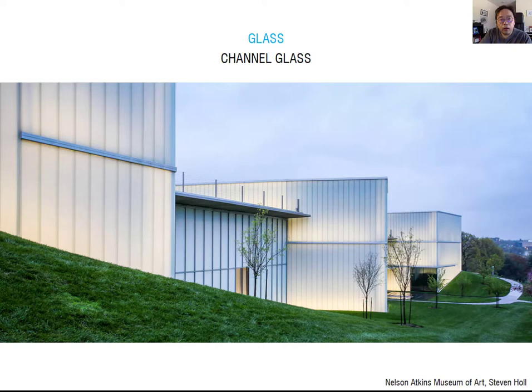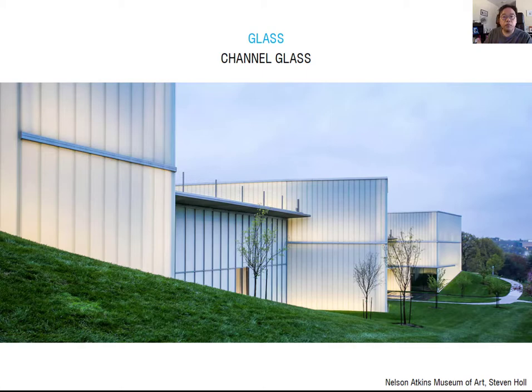Channel glass, everyone knows about the project here. Nelson Atkins Museum of Art by Steven Holl. It has the translucent new shape cast glass. Usually, channel glass is produced in several widths ranging from 9 inches to 19 inches, and length to 23 feet. The basic ingredients of channel glass are sand, soda lime, and recycled glass.